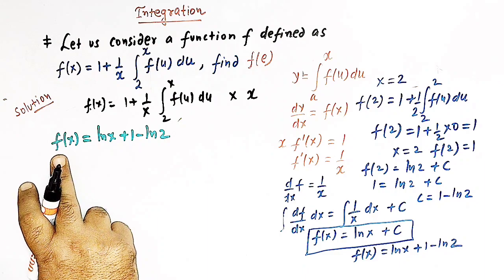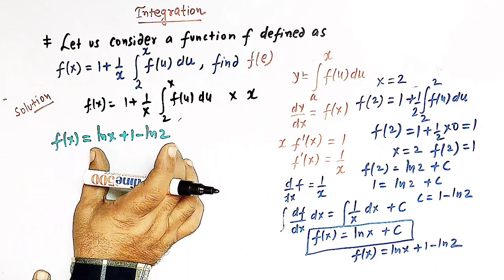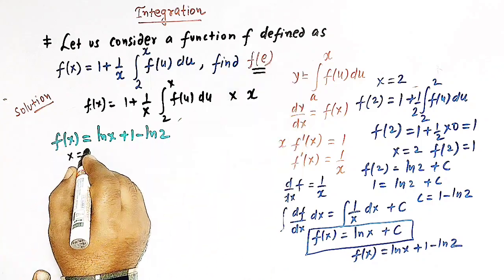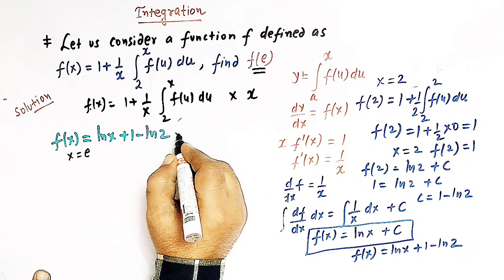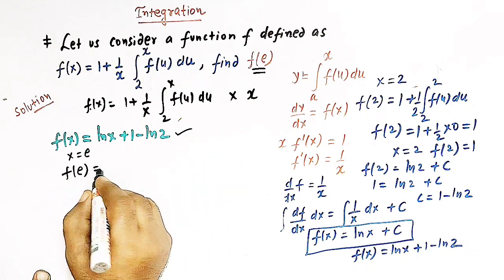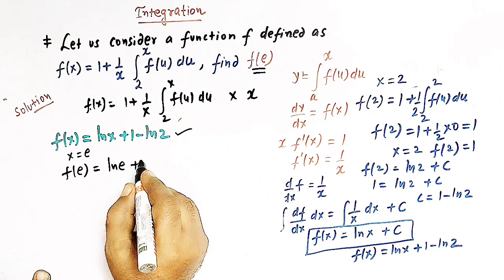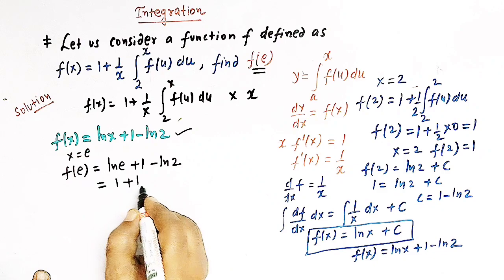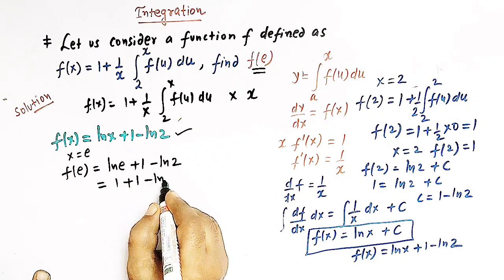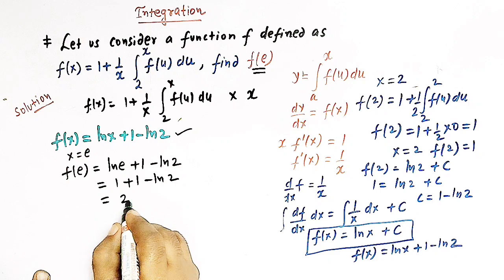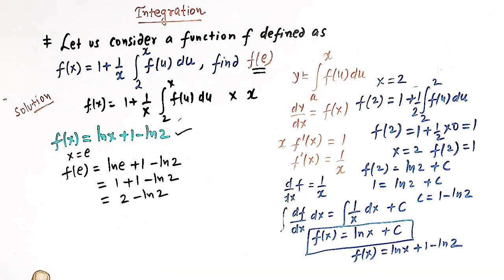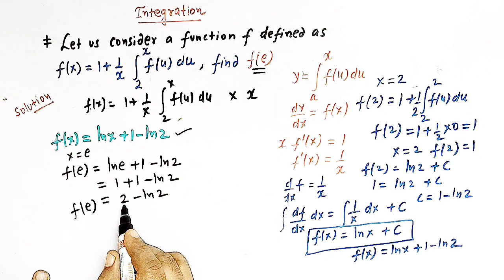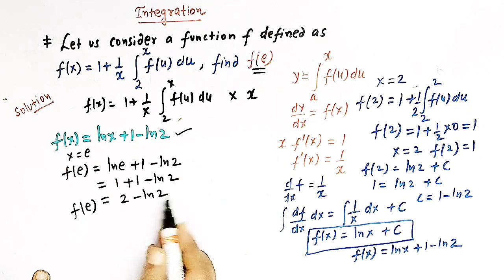So our function f of x is now given by this expression, and we have to find the value of f of e. So let us take x is equal to e in this function. We have f of e is equal to natural log of e plus 1 minus natural log of 2, and natural log of e is 1. So we have 1 plus 1 minus natural log of 2, that is 2 minus natural log of 2, right? So the required value of f of e is given by 2 minus natural log of 2.